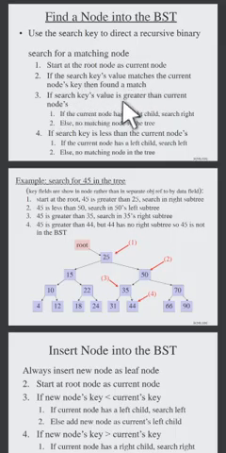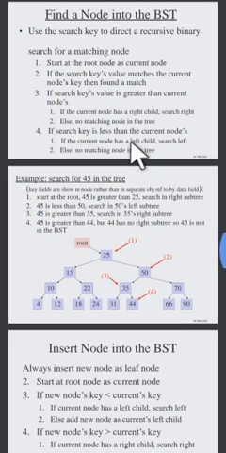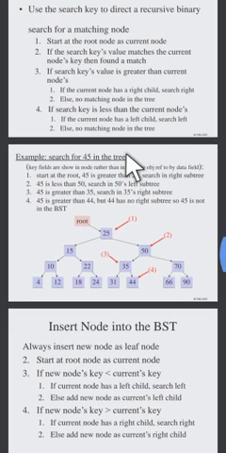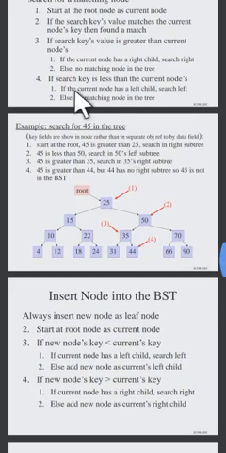If the search key value is greater than the current node's, and the current node has a right child, search right, else there is no matching node in the right tree. If the search key is less than the current node's, and the current node has a left child, search left, else there is no matching node in the tree.